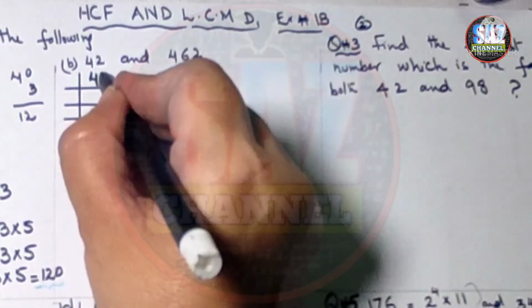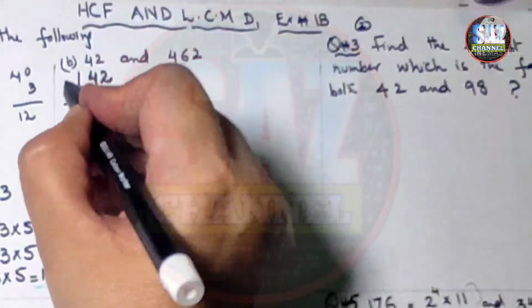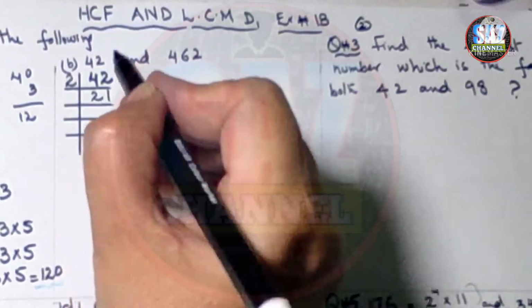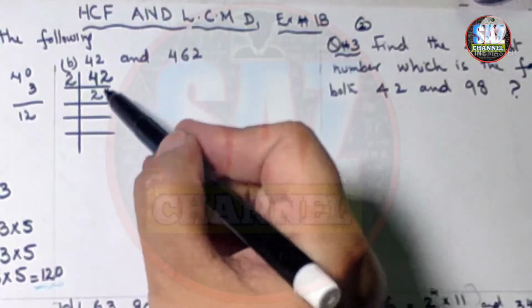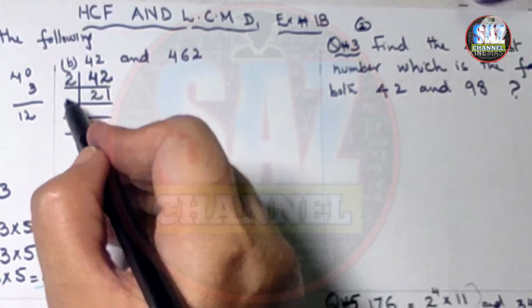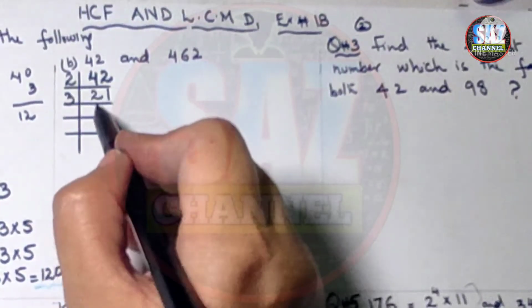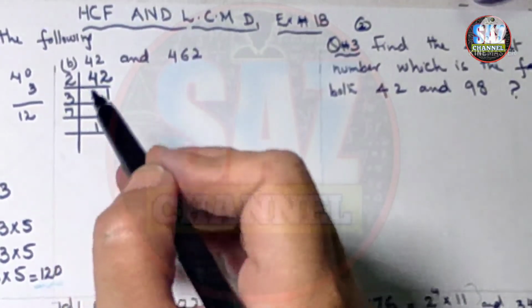42. I'm going really slow in all these lessons because I'm making them for my junior students. 2 2s are 4 and 2 1s are 2. Now look, the table of 2 is no more suitable for this number. 2 plus 1 is 3, and 3 is divisible by 3. So this whole number is divisible by 3. 3 7s are 21 and 7 1s are 7.